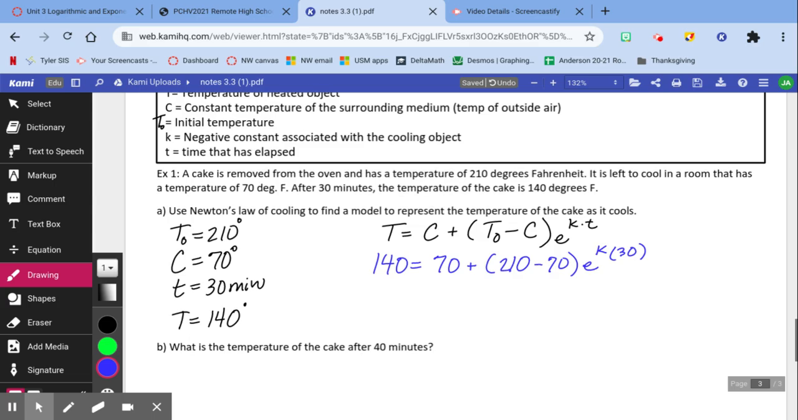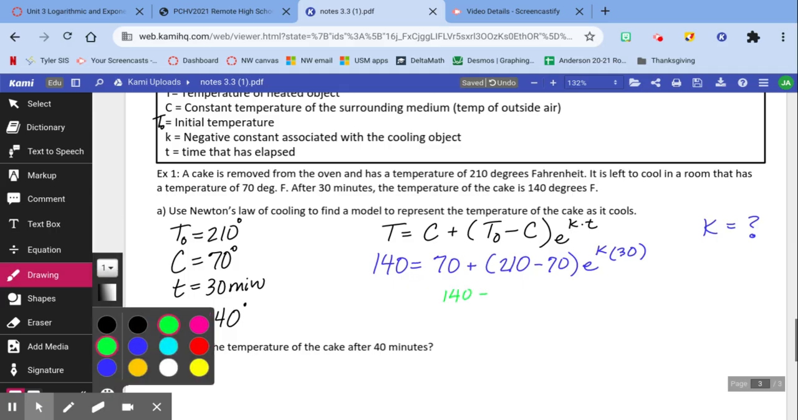It says, what is the temperature of the cake after 40 minutes? So in order to be able to do that, we need to figure out what K is. So what I'm going to do is work on simplifying this a little bit. So 140 equals 70 plus 210 minus 70, which is 140, times e to the 30K. Okay, and then we're going to subtract and divide and use the natural log to solve that.